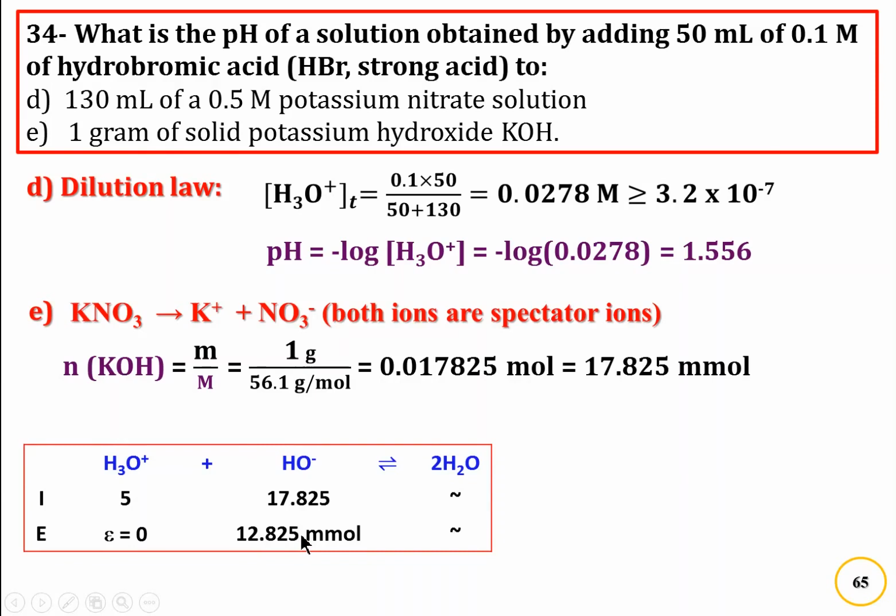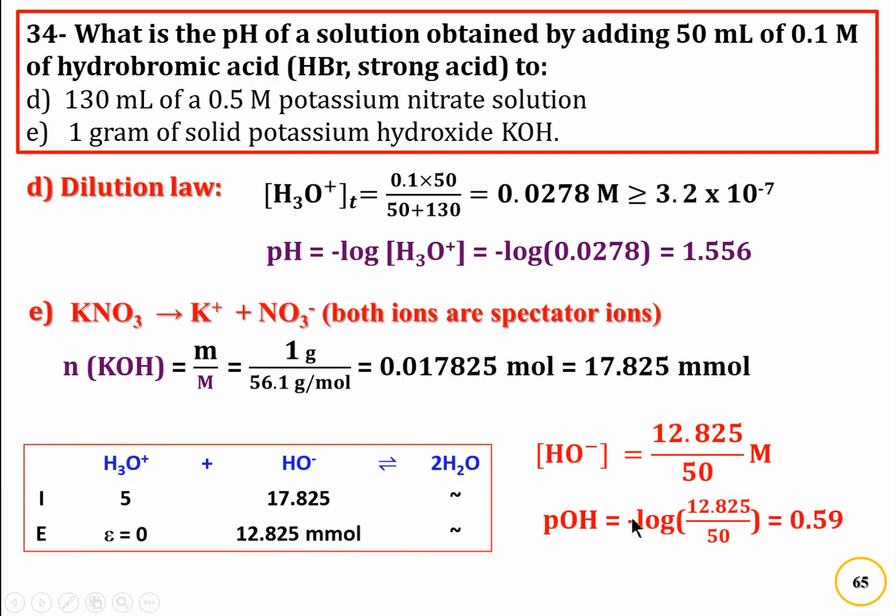We divide by V total. V total is equal to 50 ml, and we suppose that the addition of 1 gram of potassium hydroxide did not change V total. So V total equals 50 ml. We divide 12.825 millimole by 50, and we obtain the concentration of OH minus. So we apply directly pOH equals minus log [OH minus] in the solution. Then we deduce pH plus pOH equals pKw, and pH equals 13.41.